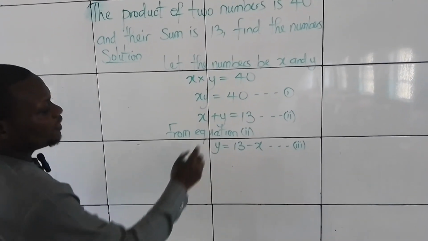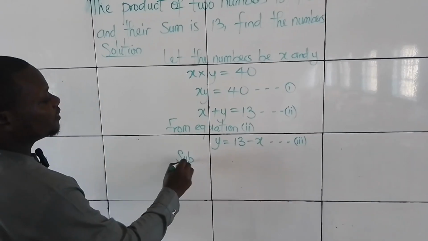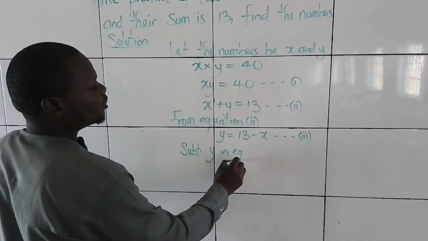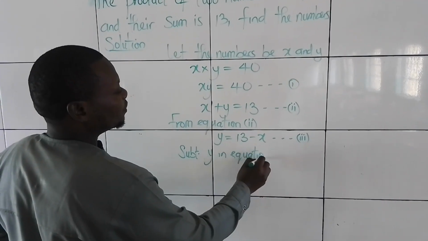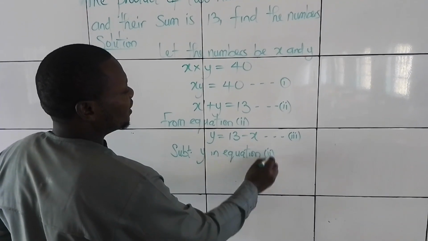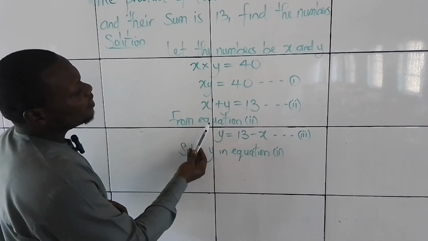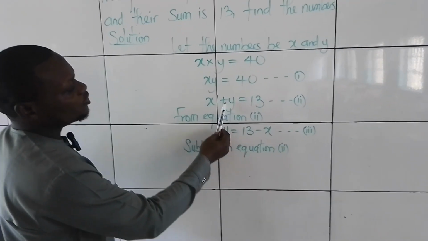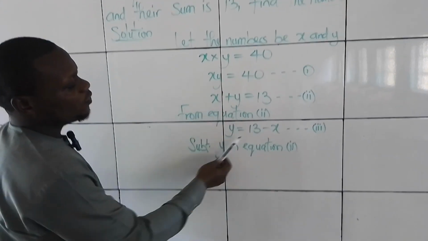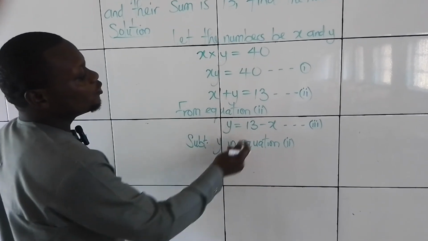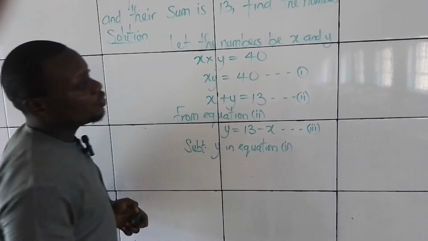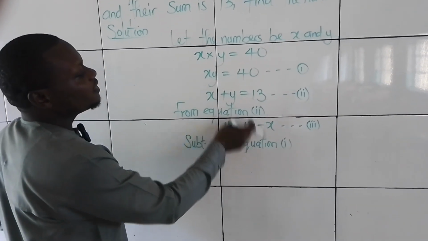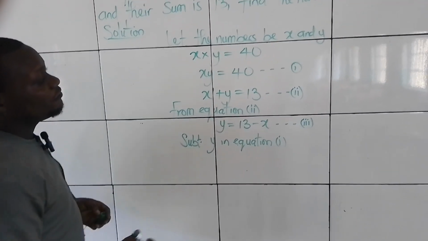The next thing will be to substitute y in equation 1. Let me quickly explain this. We are making y the subject in equation 2. When you make y the subject, you take x to the other side, so we have 13 minus x. Now we want to put this 13 minus x in equation 1 so that we can solve for the value of x.